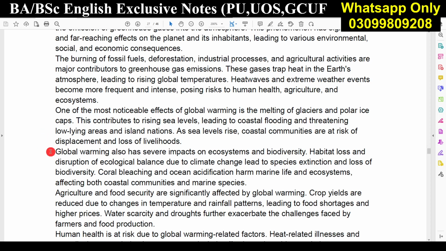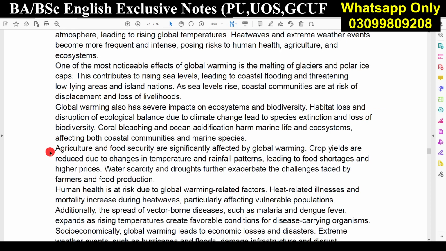Global warming also has severe impacts on ecosystems and biodiversity. Habitat loss and disruption of ecological balance due to climate change lead to species extinction and loss of biodiversity. Coral bleaching and ocean acidification harm marine life and ecosystems, affecting both coastal communities and marine species.